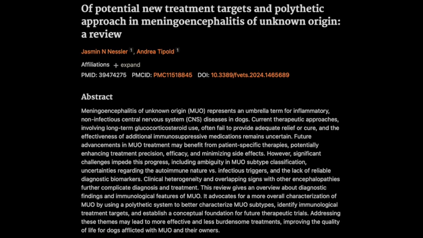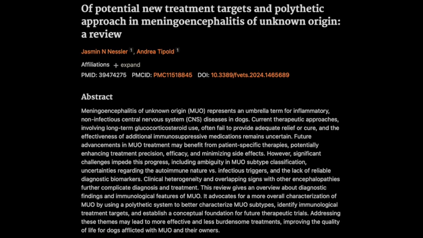So how do we go about diagnosing MUO today? We use a variety of tools, including MRI, CSF analysis, and ruling out other causes like infections or neoplasia. But ultimately, definitive diagnosis often requires a biopsy. Sometimes even the CSF findings can be normal. About 13% of dogs with MUO have normal CSF findings, which makes things really tricky.